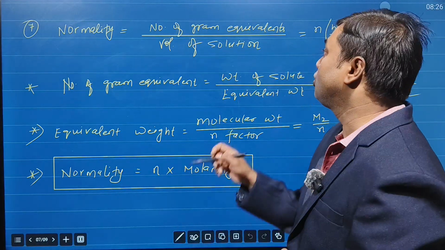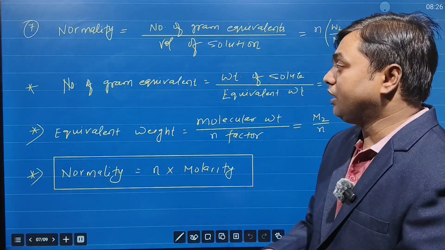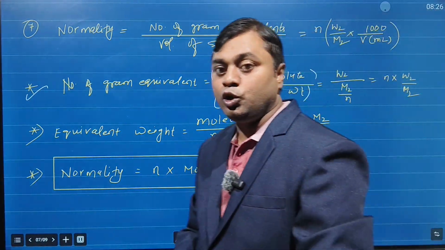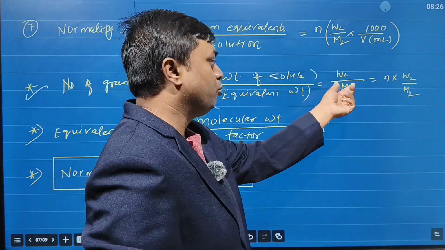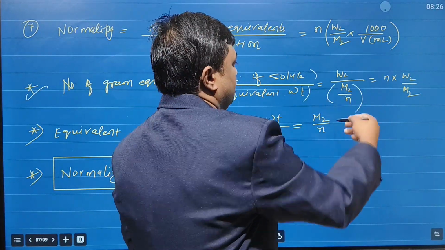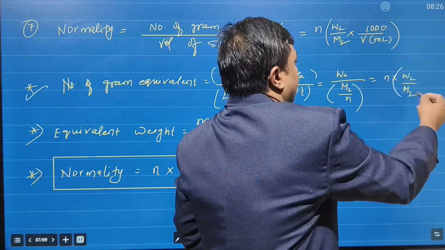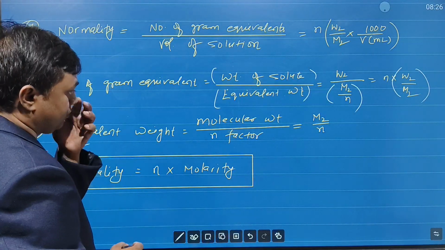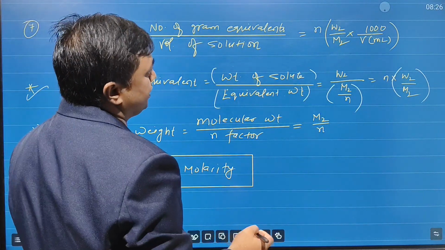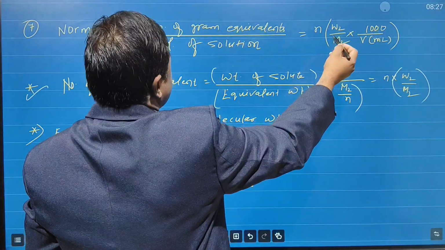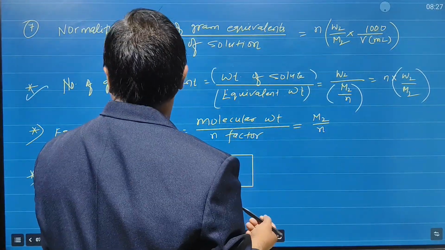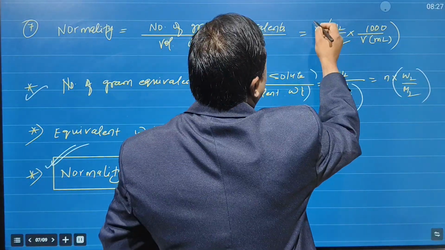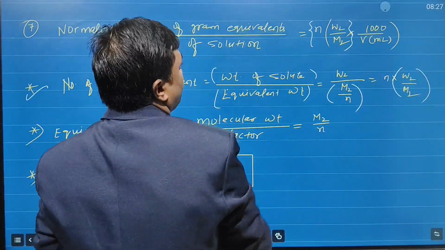Normality. What is normality? It is the number of gram equivalents by volume of solution. How do you find the number of gram equivalents? It is weight of solute by equivalent weight. Weight of solute is W2. Equivalent weight we find as molecular mass by n factor. So we can write n times W2 by M2. The number of gram equivalents formula is n into W2 by M2, and this is divided by the volume of solution.